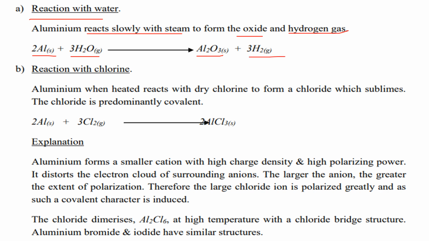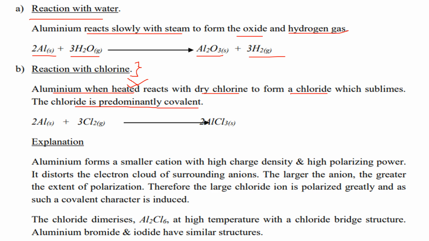So part B, when you look at this reaction with chlorine, chlorine is a very reactive gas. So you're saying that aluminium when heated, this is very important when you're stating your statements. We always want to see those conditions. Without heating, that equation is wrong, or that statement does not validate your equation. So you're saying that aluminium, when heated, reacts with dry chlorine gas to form a chloride, which sublimes in air because the chloride is predominantly covalent.